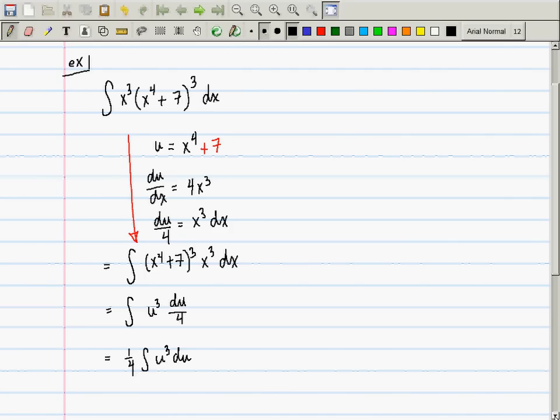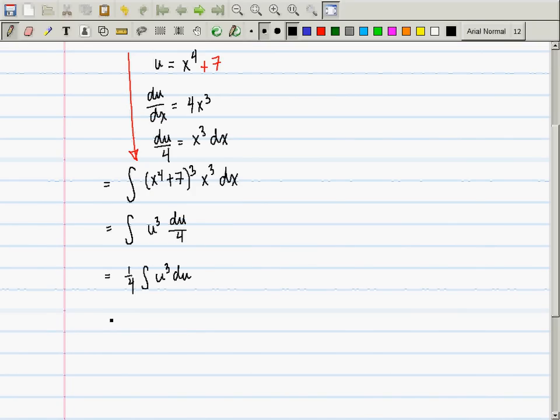And so now, is this one of the antiderivatives you know? Sure it is, this is just the power rule. So 1/4 multiplied by u to the 4 divided by 4 plus some unknown constant. And then this isn't the answer because why? Yes, it needs to be in terms of x. So then altogether, I'll say something like 1/16 times x to the 4 plus 7 to the 4 plus a constant. So any question about this example? Any question about it?